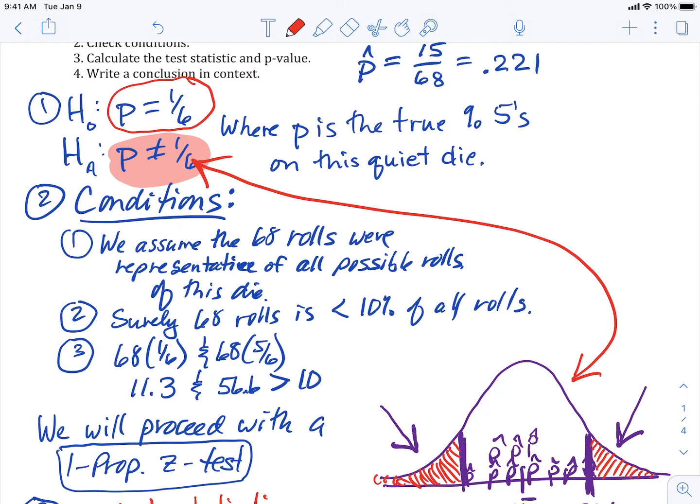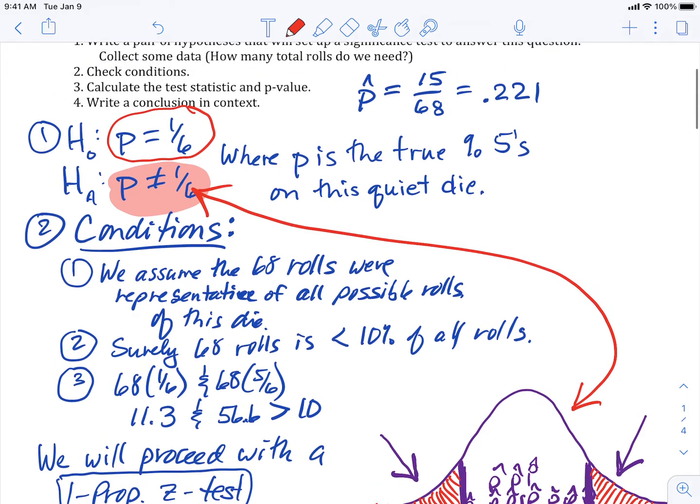That would be the easiest thing to type in. We could type in the decimal, but then that would be rounded, and we don't want to use that. And then it's asking for x and n. X and n are simply the numerator and denominator of our p-hat. So x is 15, and n is 68.